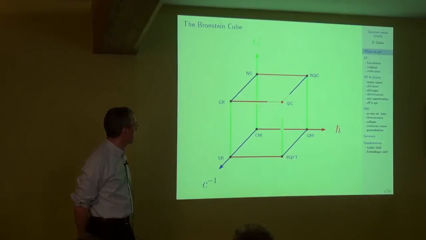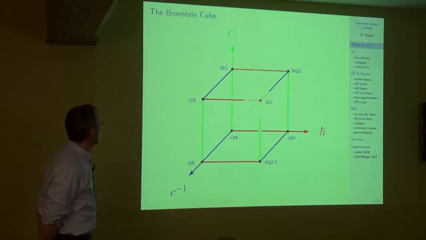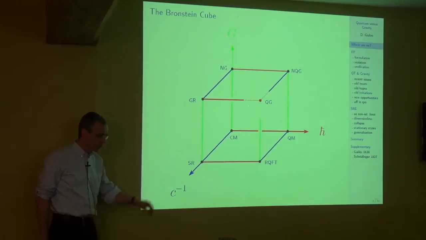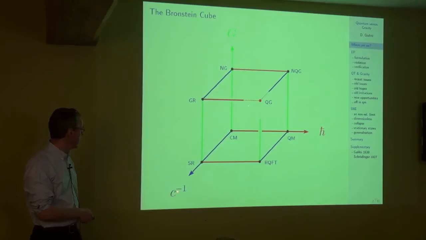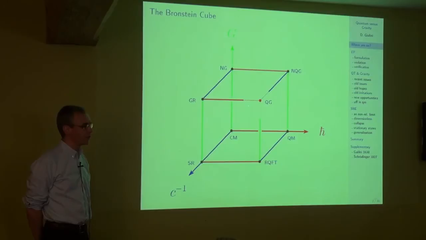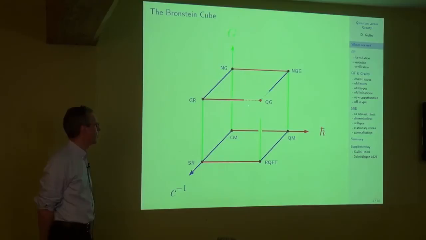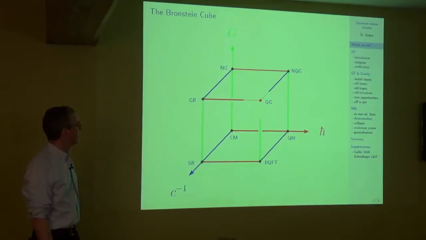It's often given in this context, a cube that lies in the corner of a three-dimensional coordinate system, and each axis has a natural constant to it: Planck's constant, Newton's constant G, and the inverse velocity of light. In a very rough sense, and I'm not saying this is a very useful picture, as a rough picture it's quite useful, you can understand the fundamental theories that we have by supposing that you switch on these constants from the zero value to some finite value.